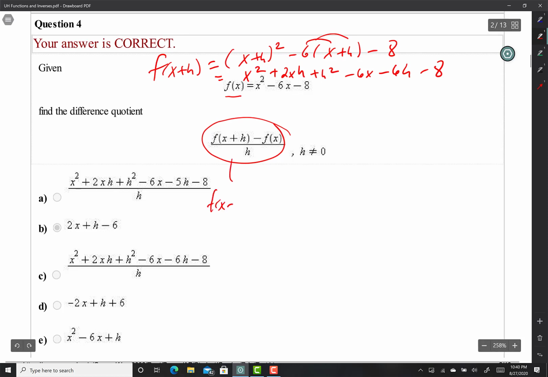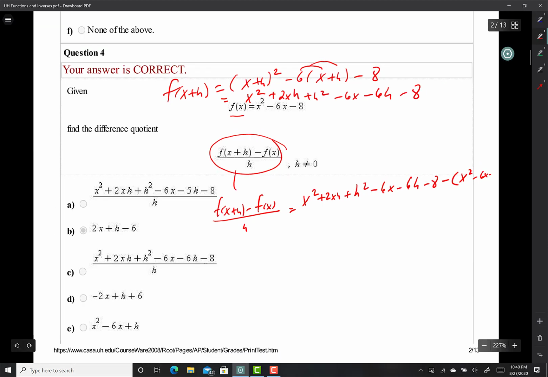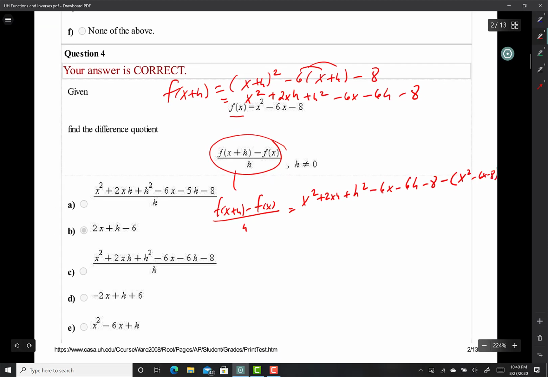So f of x plus h minus f of x, all over h, is going to equal, and I'm going to put the f of x plus h in red here first, x squared plus 2xh plus h squared minus 6x minus 6h minus 8, minus what f of x is, x squared minus 6x minus 8. All this is over h.